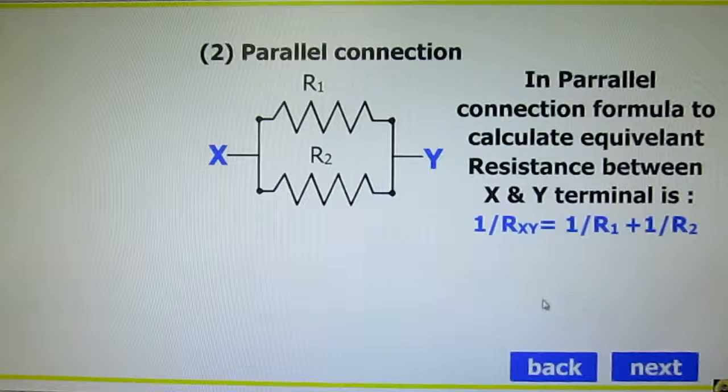In parallel connection, the formula to calculate equivalent resistance between the X and Y terminals is as follows: 1 upon Rxy is equal to 1 upon R1 plus 1 upon R2.